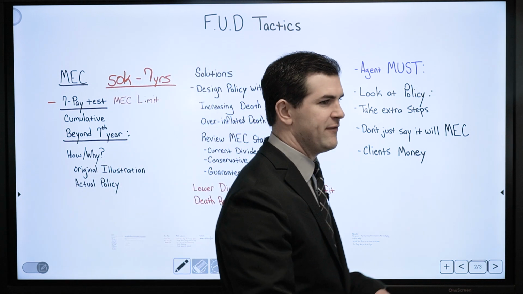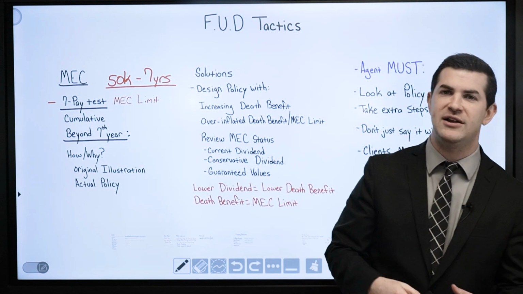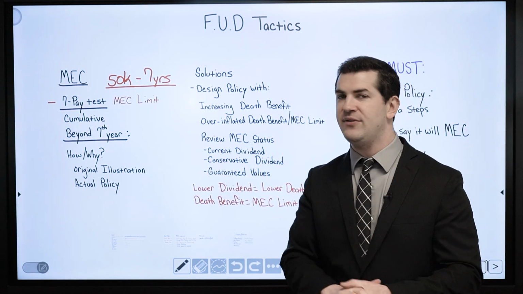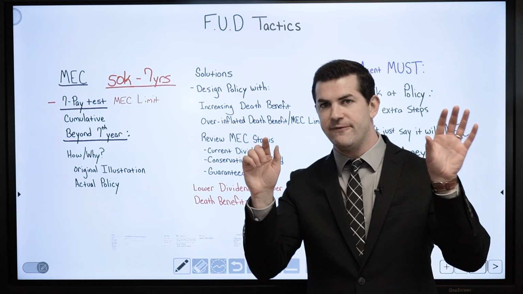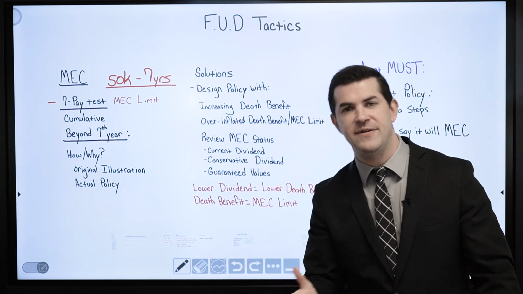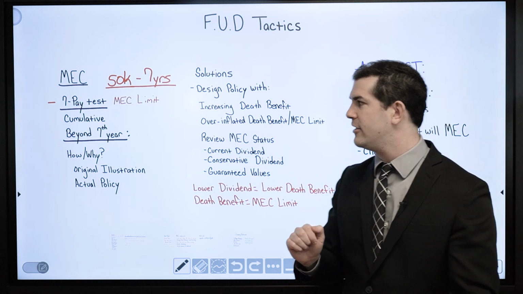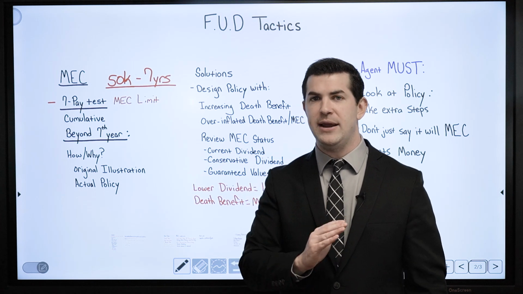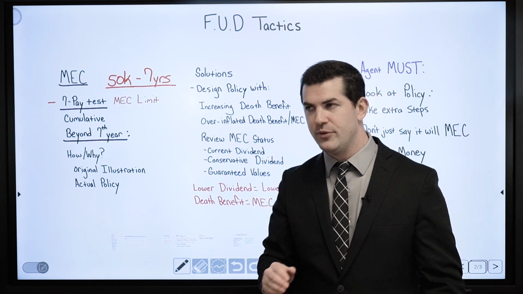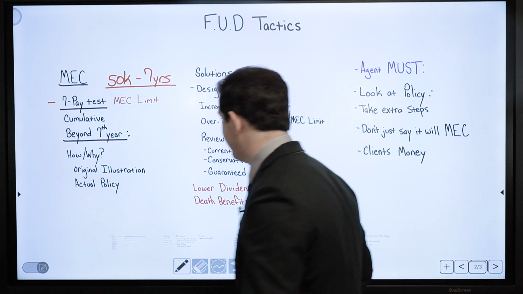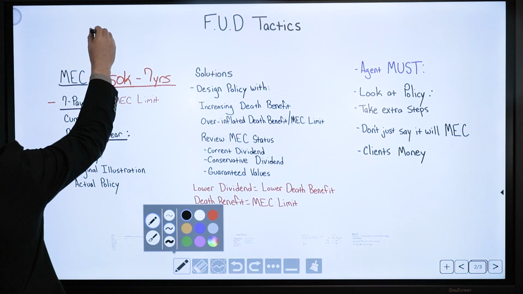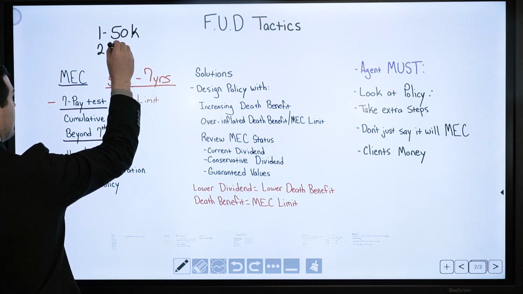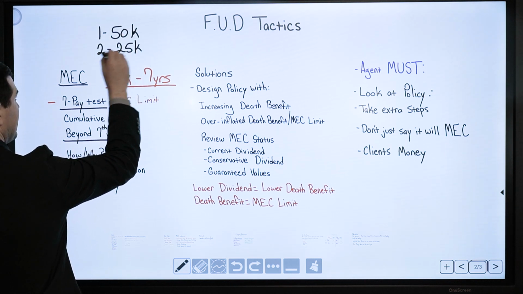Now the nice thing is, if I ever trigger a MEC, the insurance company notifies us right away, and it's very easy to reverse. But if my MEC limit's $50K, that 7-pay test, the first 7 years, I can pay up to $50,000 per year into the policy. Now it is a cumulative number, meaning unused MEC space does roll over year to year. To demonstrate, if in the first year, year 1, I paid in $50,000, but year 2, I only paid in $25,000.